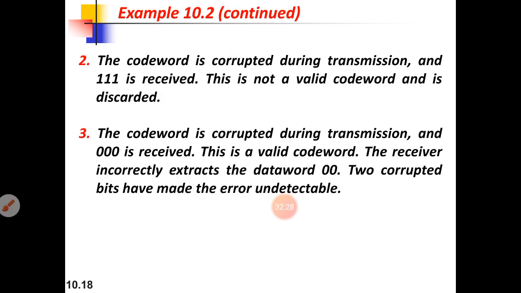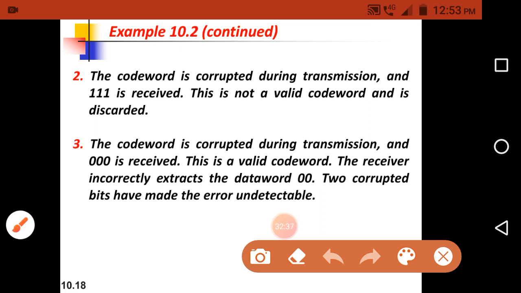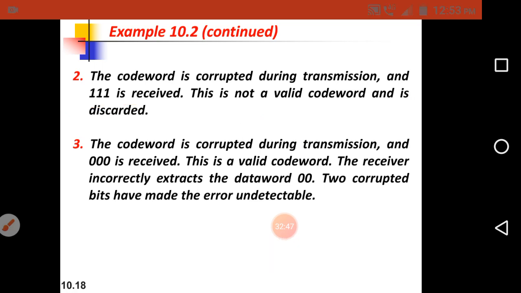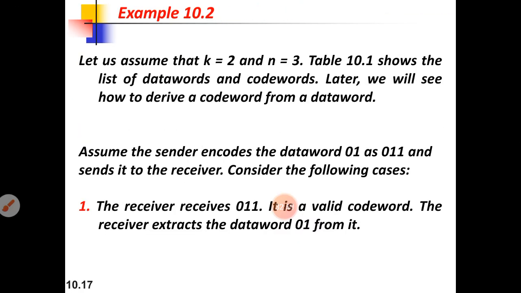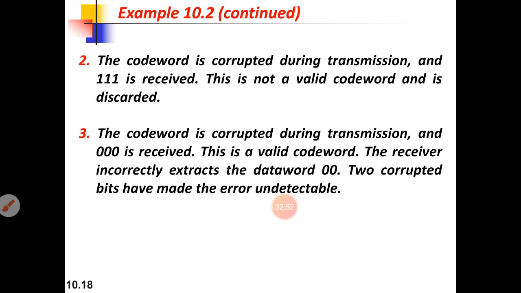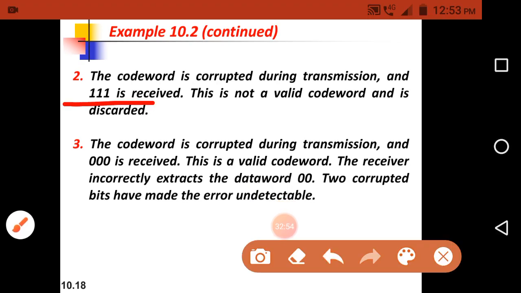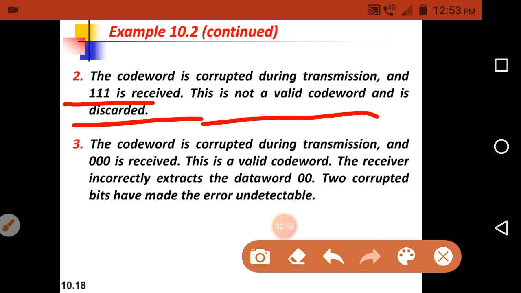And the second case is that the code word is corrupted during the transmission and 111 is received. So the received 111 is not equal to 011. They sent 011, but the receiver has received 111, so both are not equal. So this is not a valid code word and it will be discarded.